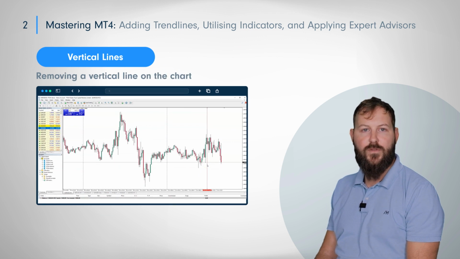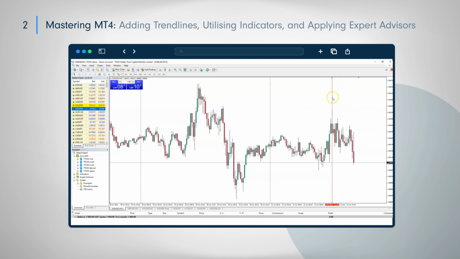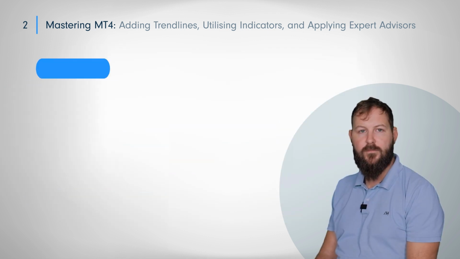To remove a vertical line from the chart, double-click on the vertical line to select it. Once selected, a small square will appear on the top and bottom of it. You can now right-click on the line and click on Delete from the drop-down menu.